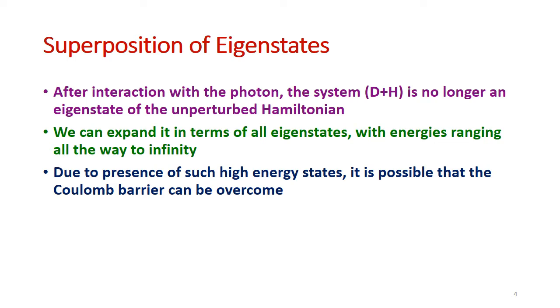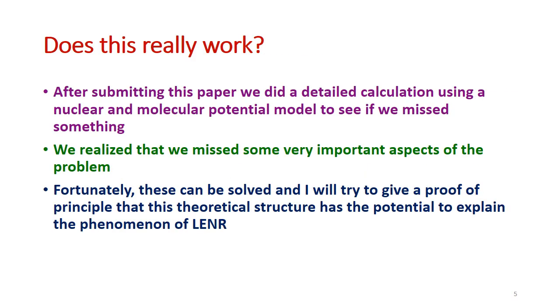The basic idea we had was that after interaction with the photon, the system D plus H is no longer an eigenstate of the unperturbed Hamiltonian. We can expand the state now in terms of all eigenstates of the unperturbed Hamiltonian with energies ranging all the way up to infinity. So due to this presence of very high energy states, which can in principle contribute to this process, it is possible that the Coulomb barrier can be overcome. Does this really work?